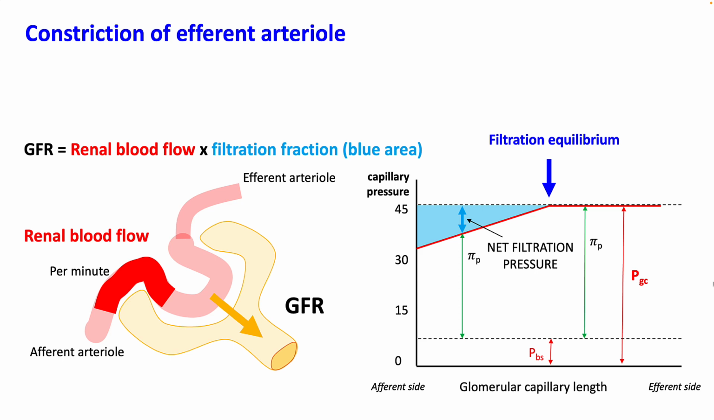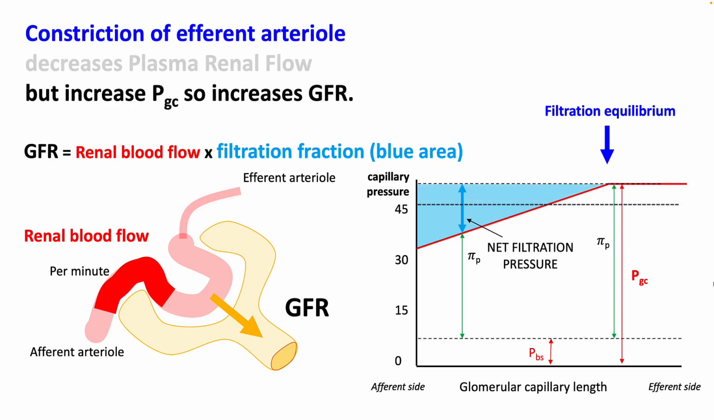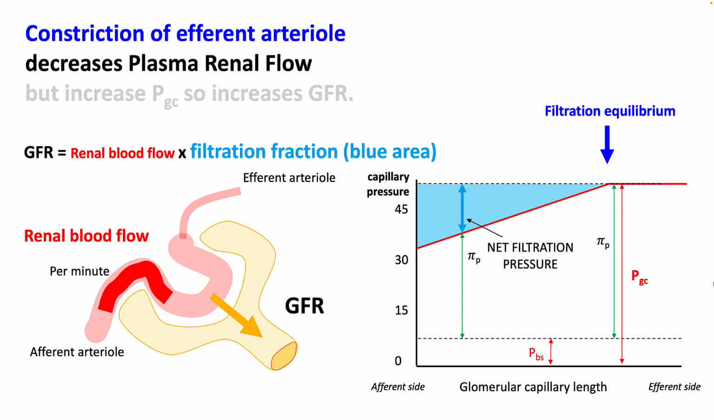Let's see what happens when you constrict your efferent arteriole. As your efferent arteriole constricts, glomerular capillary pressure increases, so this shifts your filtration equilibrium to the right and increases your filtration fraction. However, this also decreases your renal blood flow, so the net effect is maintenance of your GFR. So as your efferent arteriole constricts, your GFR remains the same.